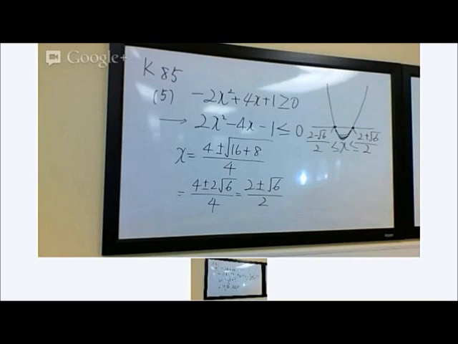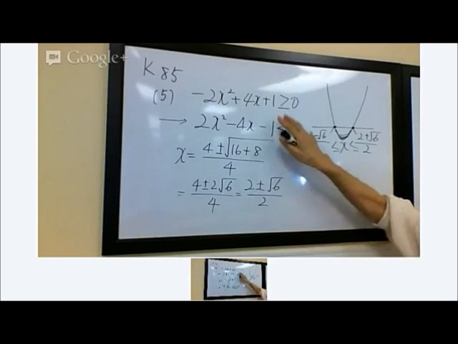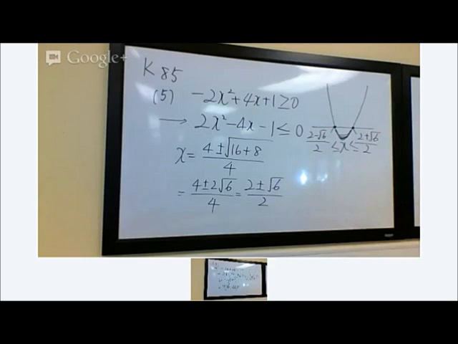So for any inequality, if the coefficient of x squared has a negative sign, divided by negative 1 or multiplied by negative 1, then be careful about changing this direction. That is it. So we have a lot of practice.